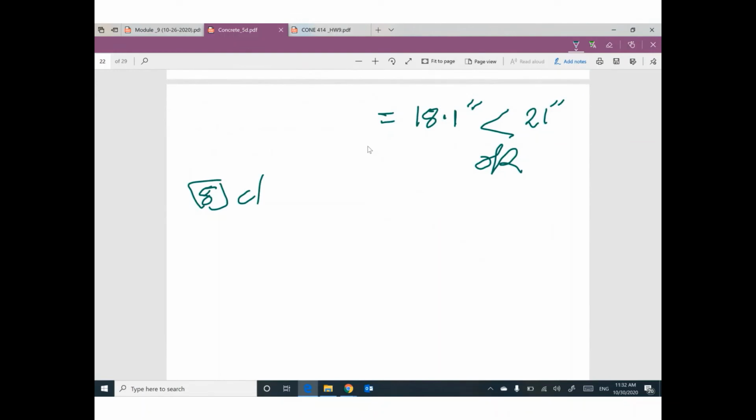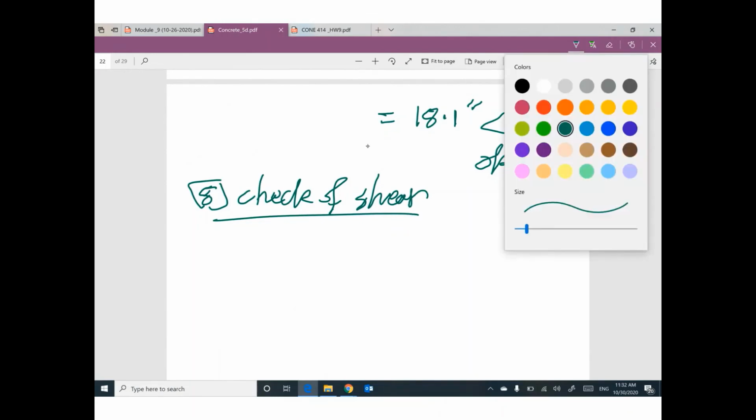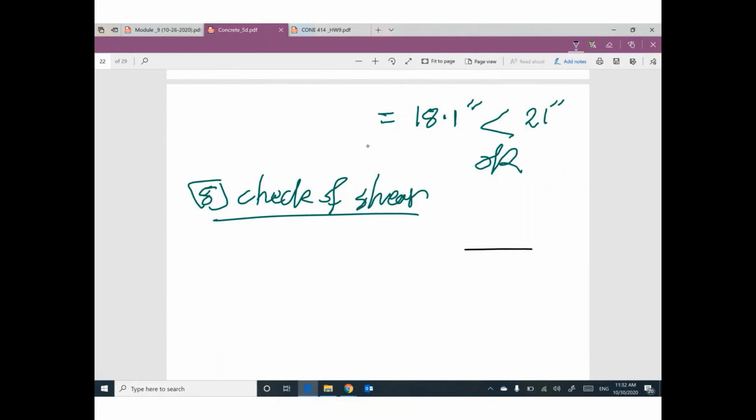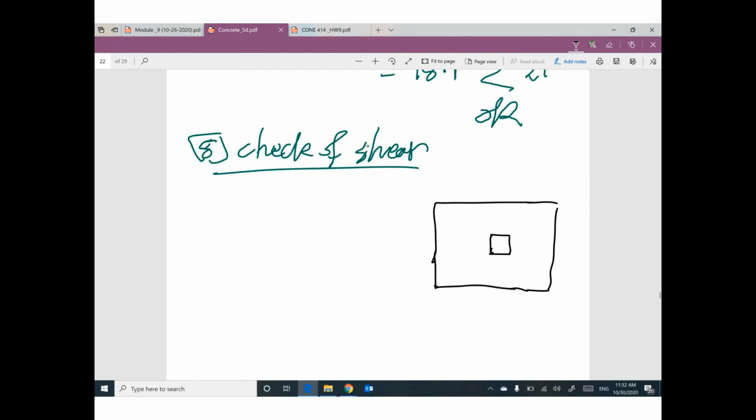Check of shear, or one-way shear. Just to remind you, we have a footing and here is a column. This total length is 9.1 feet. This length of the column is 16 inch. I'm going to draw a distance equal to D, which is 21 inch. I have a critical section here.